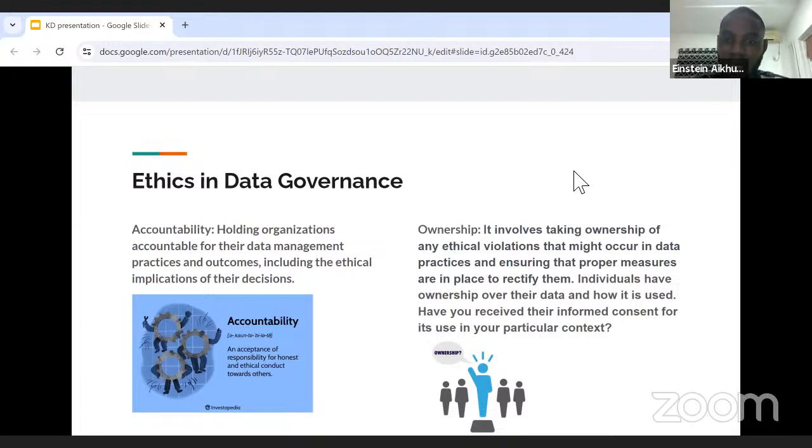The next one is ownership. Ownership involves taking ownership of any ethical violation that might occur in data practices and ensuring that proper measures are in place to rectify them. Individuals have ownership over their data and how it is used. Have you received their informed consent for its use in your particular context? So this ownership basically defines that we as users are the owners of the data, and we decide what and how our data is being used. And they will get consent from us on how to use our data.